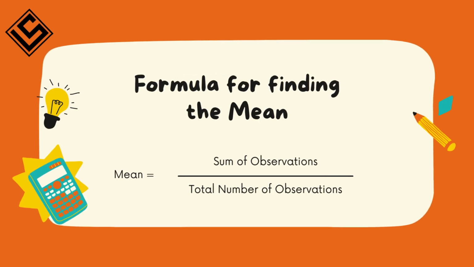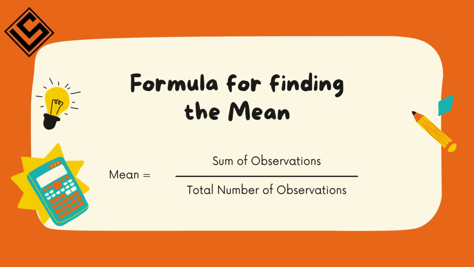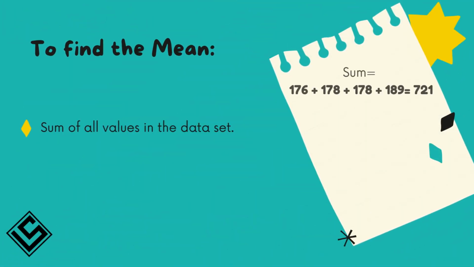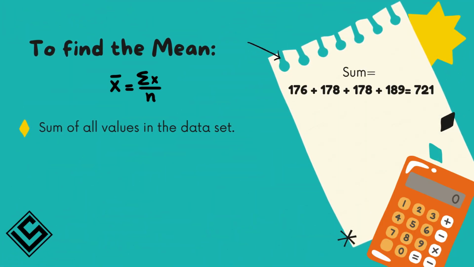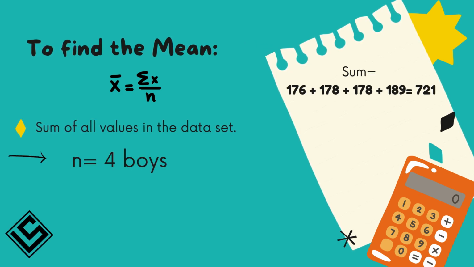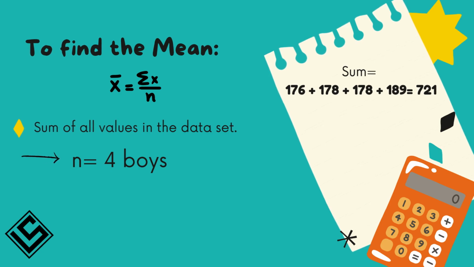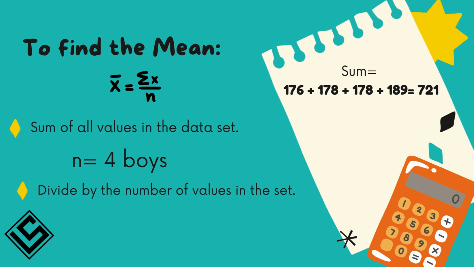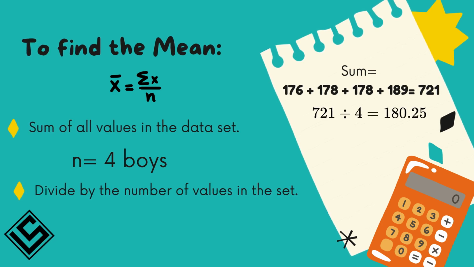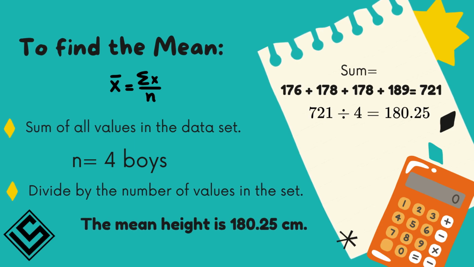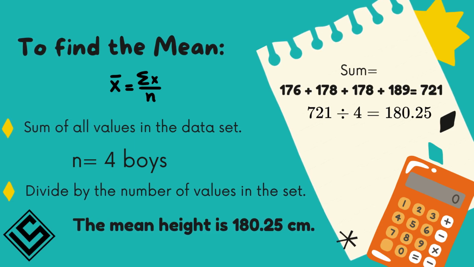Finding mean. Let's start with the mean. The formula for mean is mean equals sum of observations divided by total number of observations. First, we calculate the sum of all observations. 176 plus 178 plus 178 plus 189 equals 721. Since there are 4 boys, the total number of observations is 4. Now, divide the sum of observations by the total number of observations. 721 divided by 4 equals 180.25 centimeters. Therefore, the mean height of these 4 boys is 180.25 centimeters.